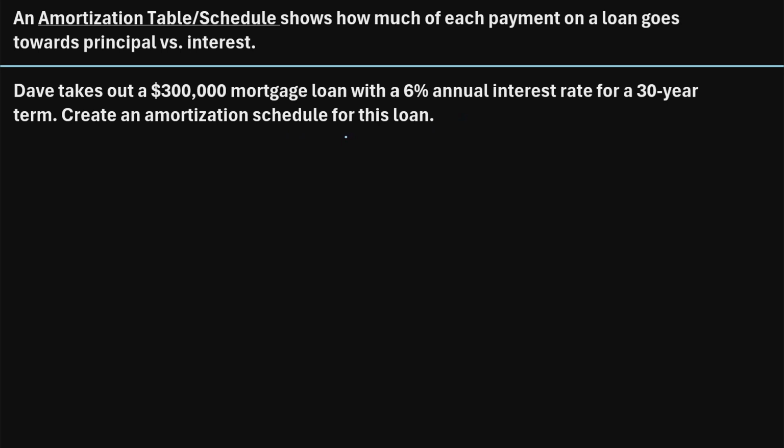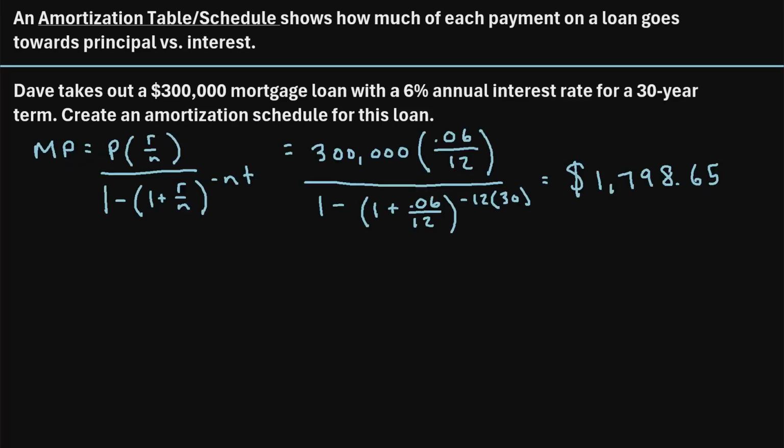The very first step, before we actually create the table, is we need to figure out the monthly payment that Dave is going to be making on this loan. Here's the formula you can use to calculate the monthly payment. The monthly payment is equal to P, the principal or the total amount of the loan, times R divided by N, where R is the annual interest rate and N is the number of payments per year on the loan, divided by 1 minus 1 plus R over N to the power of negative N times T, where T is the number of years on the loan.